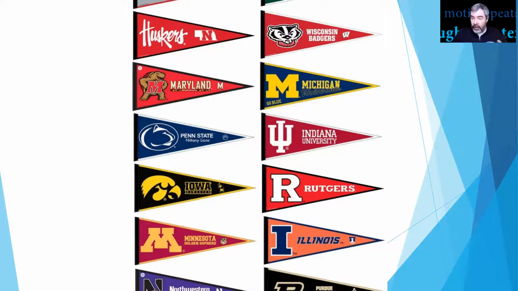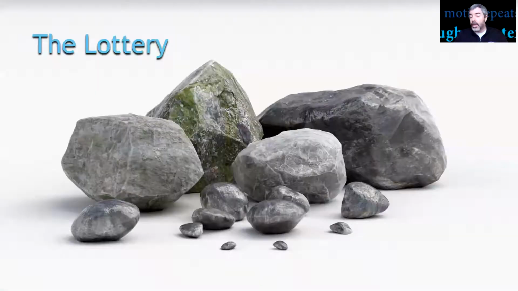Or more broadly, because I don't just have university pennants, I have technical schools, the idea of getting a higher education, of doing something educationally speaking beyond just high school. So this is another example of a motif and how it drives the theme. So what about in literature? Think about The Lottery.